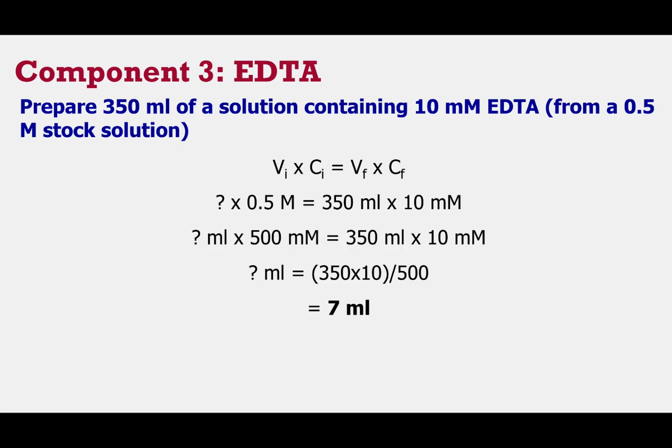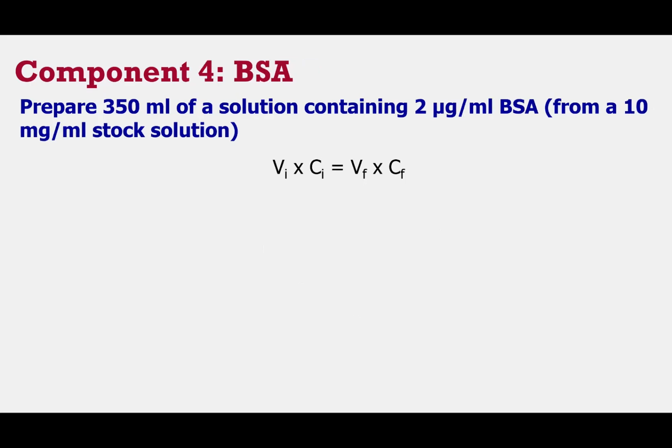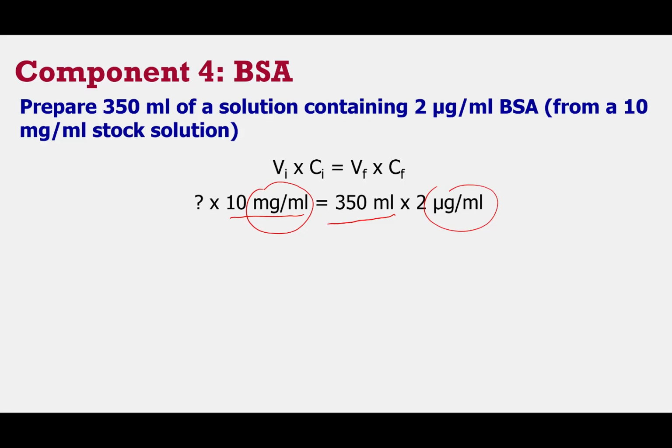And then the last thing we need to work out is our fourth component, the bovine serum albumin, BSA. Again, I write down VI times CI equals VF times CF. I put in the components that I know. That's our stock concentration for the BSA, which is 10 mg per mil. Our final volume, which in all cases in this question is 350 mils. And my final concentration is going to be 2 micrograms per mil. So again, the units of concentration on the two sides here are different from each other. I want to make sure that they match.